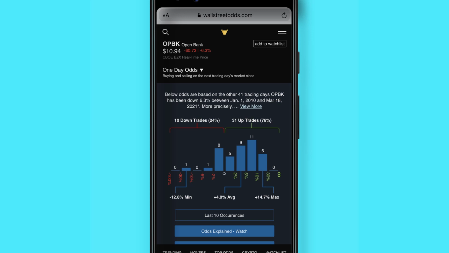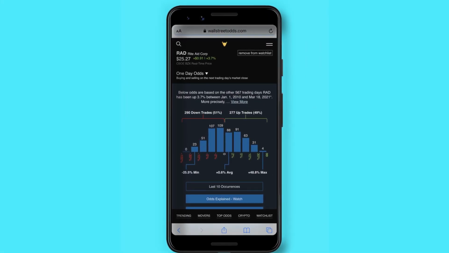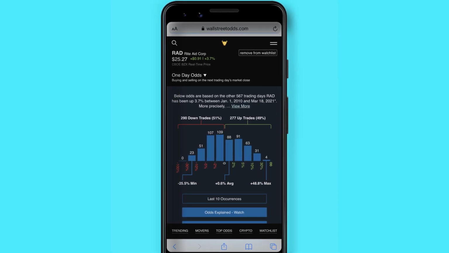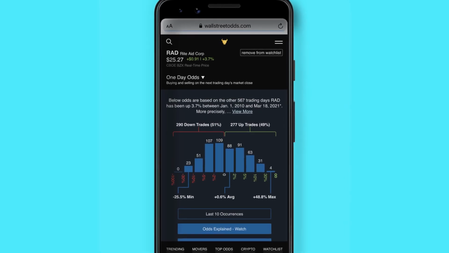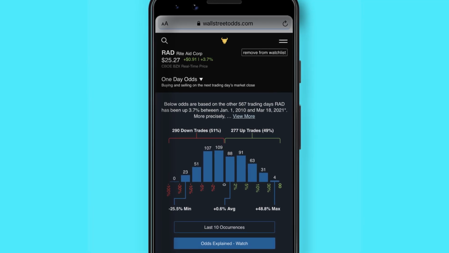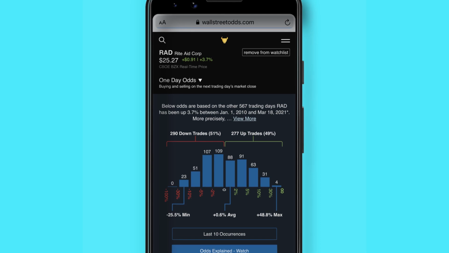That being said, most stocks' moves on most days don't demonstrate any correlation with past returns, so for these stocks on these days, knowing how the stock has behaved in the past is less useful. RAD is an example of that when it's up 3.7%. Wall Street Odds shows you what has happened historically to help you identify the stocks that have historically had the strongest reversal and the strongest momentum tendencies.